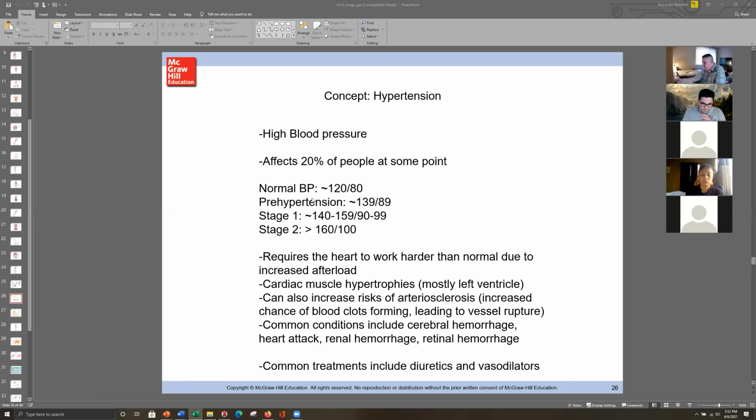All right. So as I've kind of already talked about some of these bits here, cardiac muscle hypertrophies, mostly the left ventricle. Again, if we're talking about hypertension here, if it's the systolic pressure, it's usually the left ventricle that's overworking itself. It can also increase risks of arterial atherosclerosis, so an increased chance of blood clots forming, leading to vessel rupture. Common conditions include cerebral hemorrhage, heart attack, renal hemorrhage, and retinal hemorrhage.